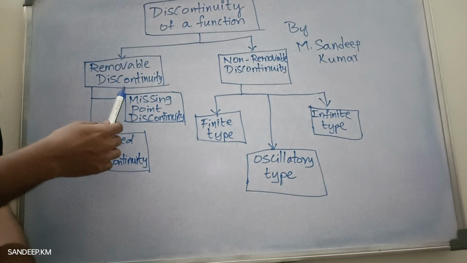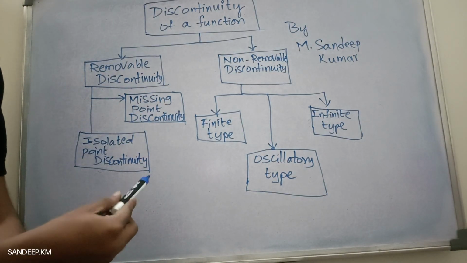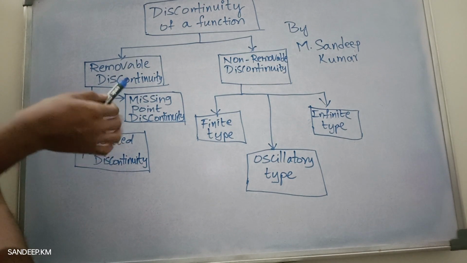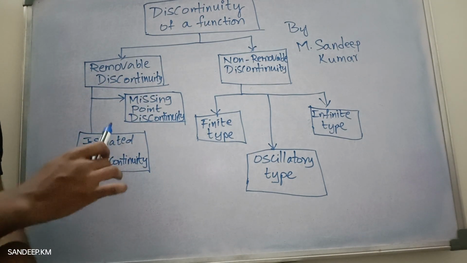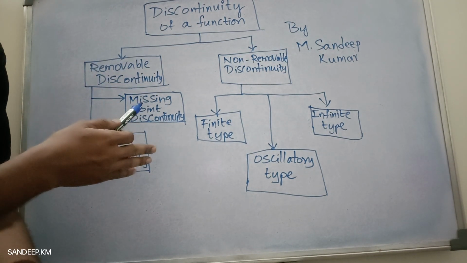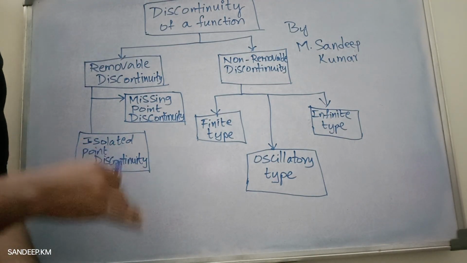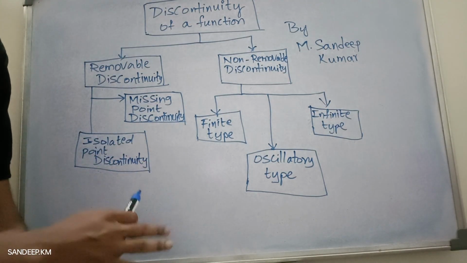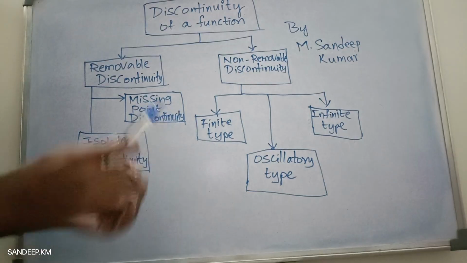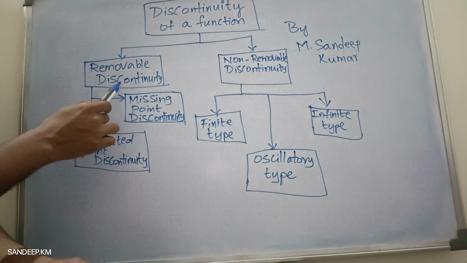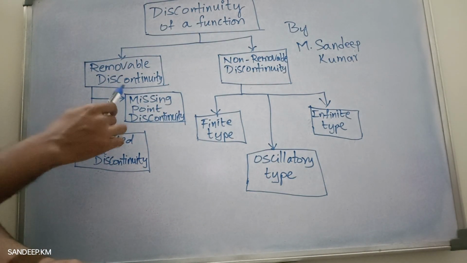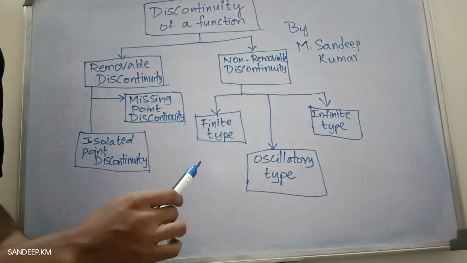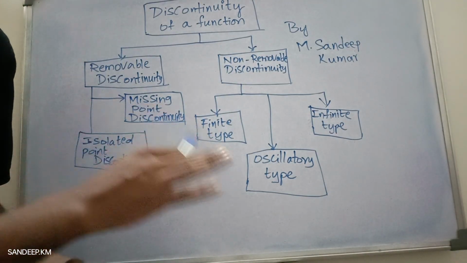When can I say that it is removable discontinuity? Let us see first. If the limit of the function exists but it is not equal to the value of the function, or if the value of the function is not defined. Keep this in mind: in removable discontinuity, the limit of the function exists, remember this. And in non-removable discontinuity, the limit of the function does not exist.